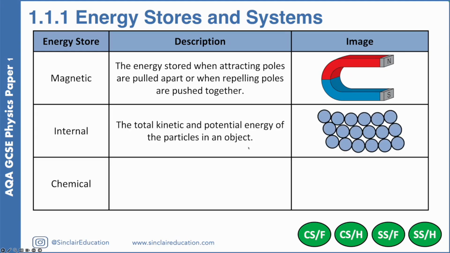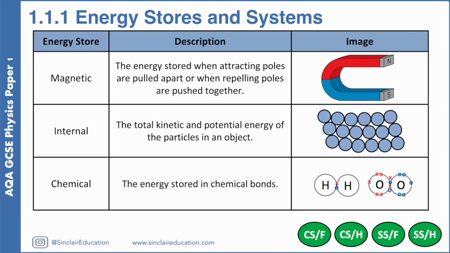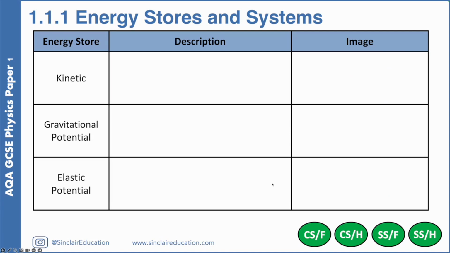Now, internal energy is the total kinetic and potential energy of particles in an object. And we look at this very much when we're focusing on the particle model later on within the physics topic. We also have chemical energy, and this is the energy that's stored in chemical bonds. So there's a lot more of that within chemistry than anything else. Kinetic energy is the energy of a moving object. So anything that's moving in its entirety, or even in part, has got kinetic energy.